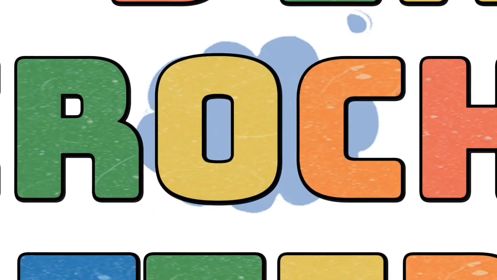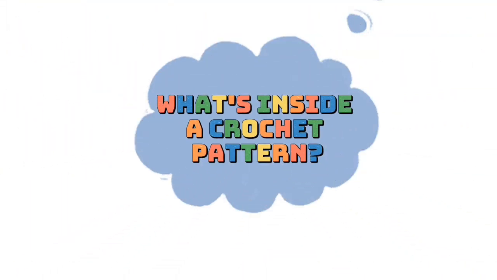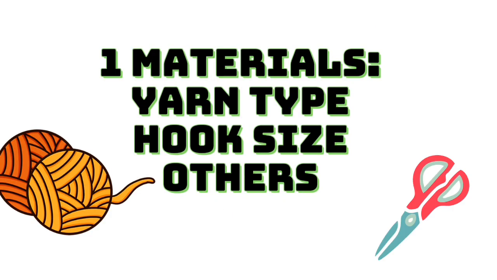Now, what's inside a crochet pattern? When you open a crochet pattern, here's what you usually see. 1. Materials. This part tells you what you need. For example, yarn. What type of yarn? A medium weight, size 4. Hook. What type of hook size? 5mm crochet hook. And then others. Scissors, stitch marker, and darning needle.